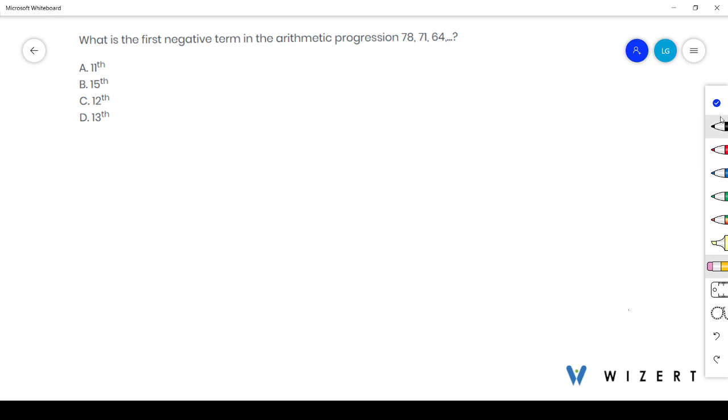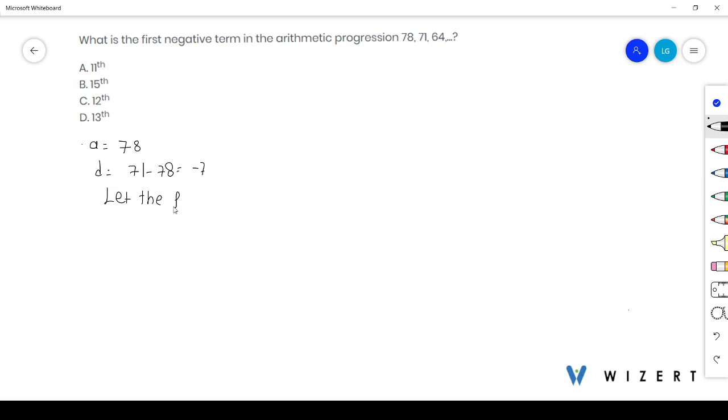Our question is, what is the first negative term in the arithmetic progression 78, 71 and 64? Now, from the given sequence, we can find the first term a equals 78. Then the common difference will be 71 minus 78, that is minus 7.